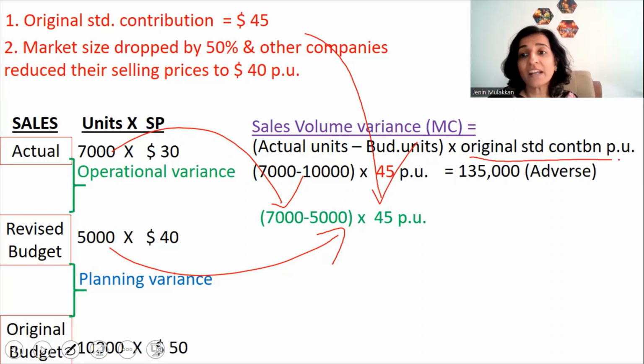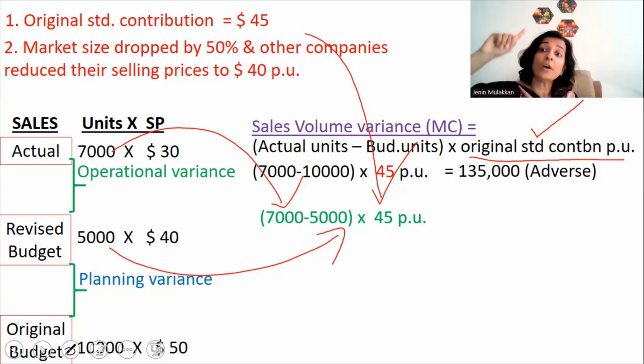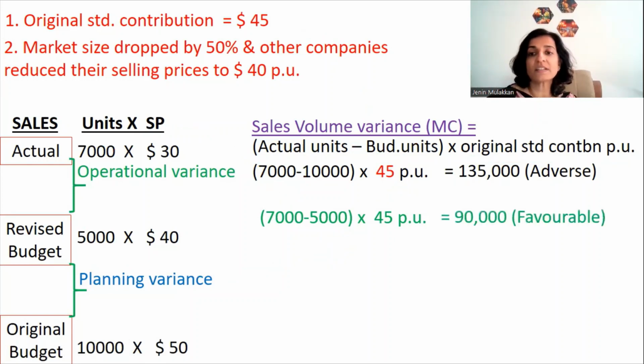Always remember, whatever is outside the bracket will remain as such. Please don't change that. Even if the question says that the contribution has been revised. Always, operational variance and the planning variance is calculated based on the original standard contribution. Because we are trying to find out what is the variation cost from the original budget. So the answer works out to 90,000 favorable.